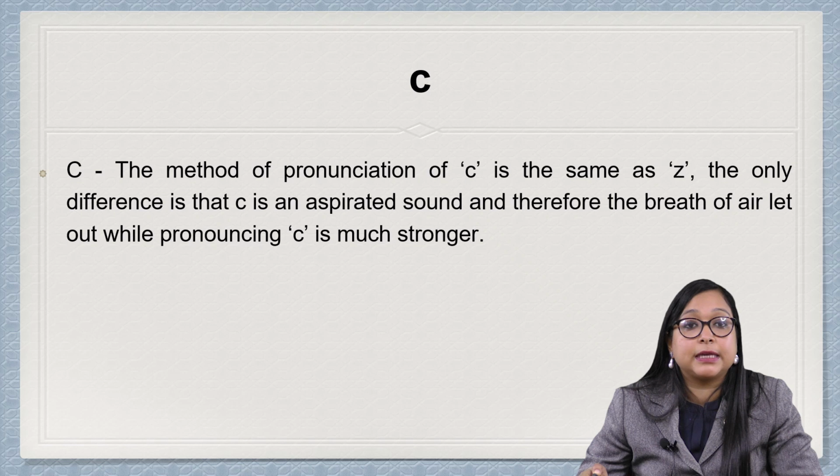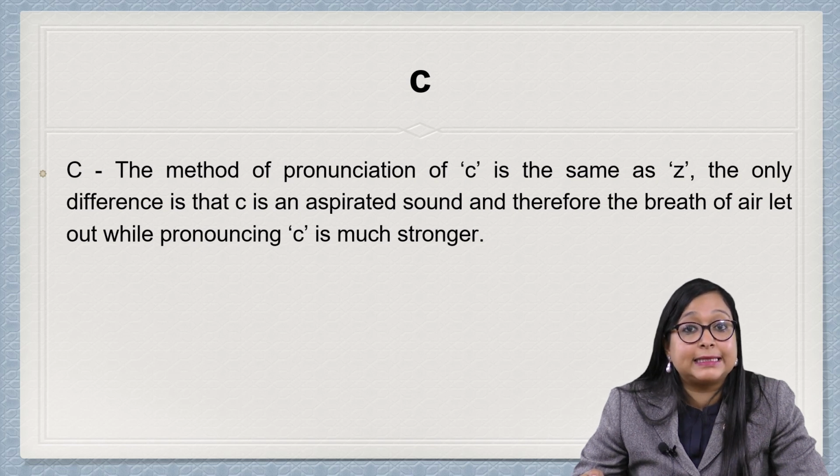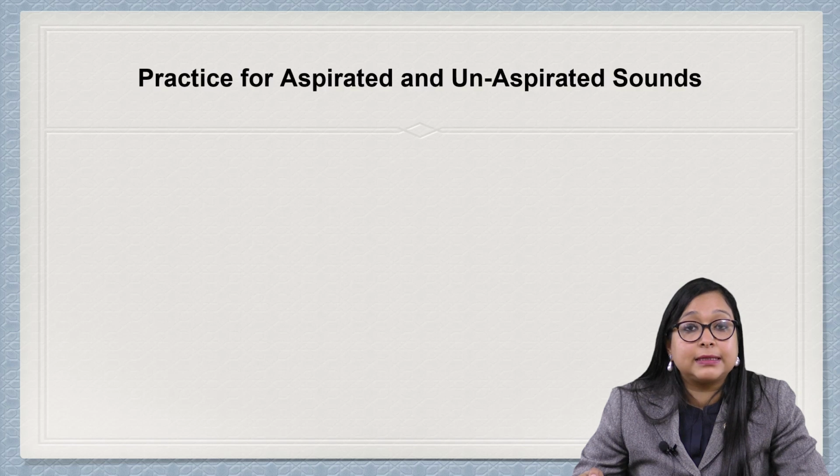Next, we will move on to the pronunciation of c. C is depicted using the Latin alphabet C. The method of pronunciation of c is the same as z, but the only difference between z and c is that of an unaspirated sound and an aspirated sound. Here, c is an aspirated sound, and therefore the breath of air let out while pronouncing c is much stronger. Let's now practice some aspirated and unaspirated sounds together.